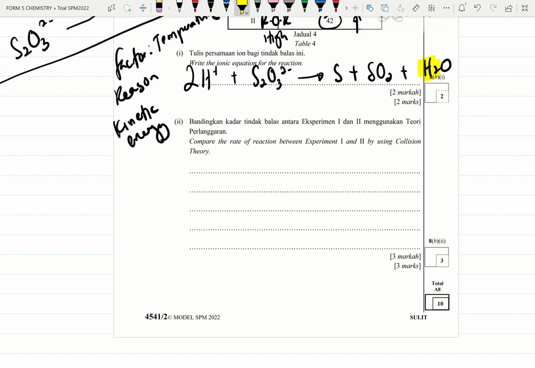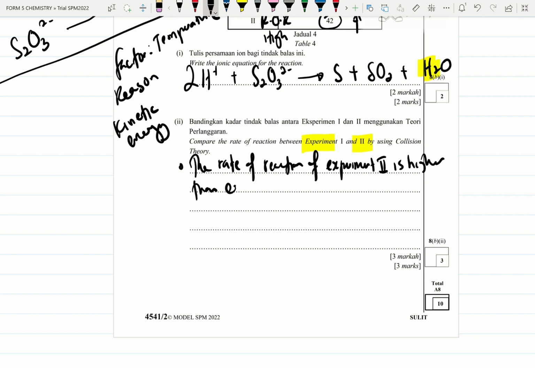Right, so now we try to answer this question. Compare the rate of reaction between experiment 1 and experiment 2 by using collision theory. Right, so how to compare? So first point, the rate of reaction of experiment 2 is higher than experiment 1.